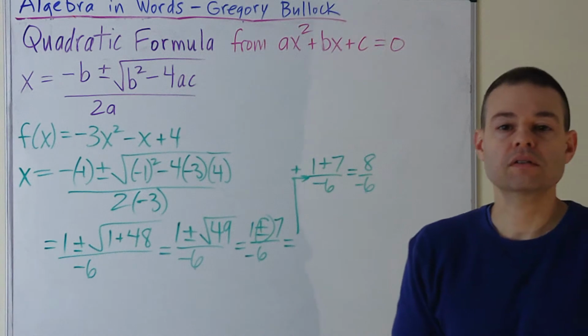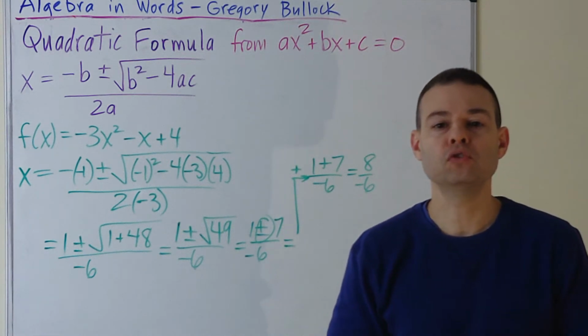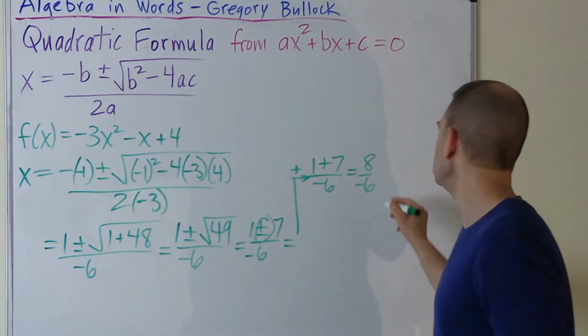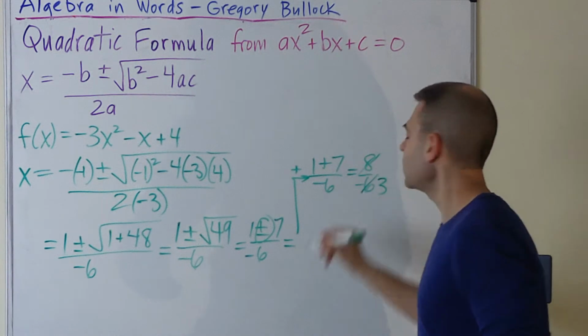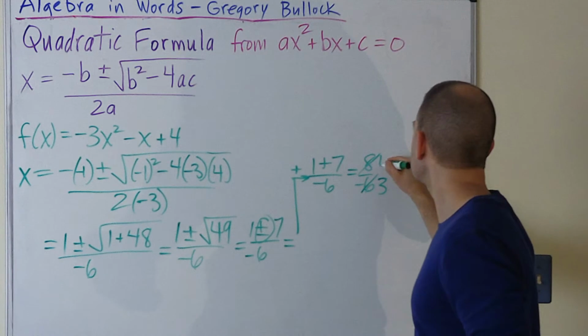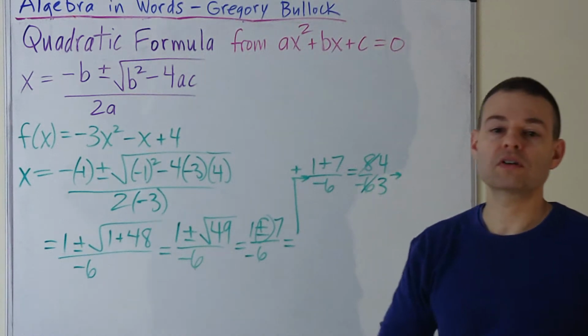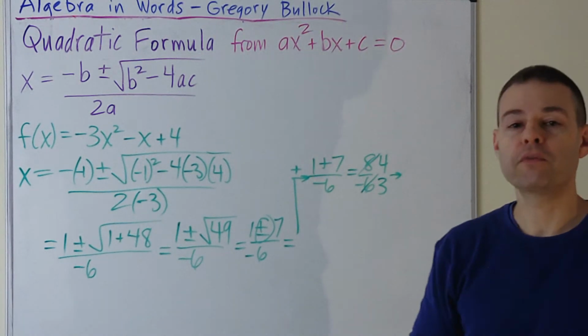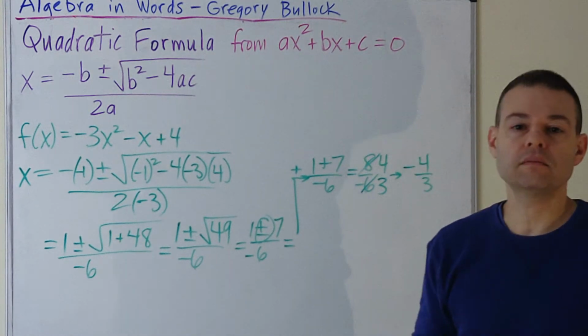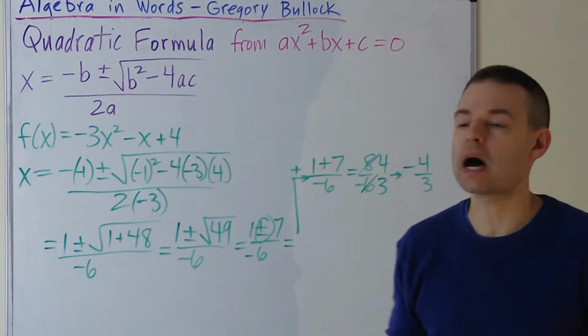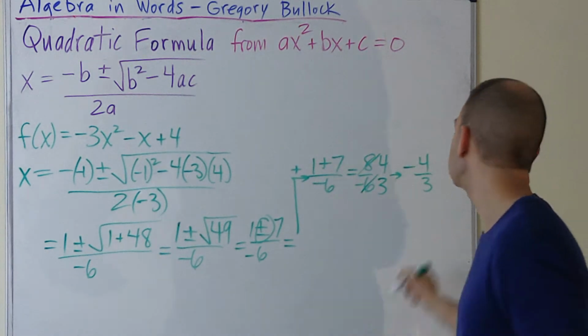1 plus 7 is 8 over -6. And now there's a common factor of 2 in the top and bottom. So 2 goes into 6 3 times, and into 8 4 times. So one of our solutions is -4/3. And not a big deal, I moved the negative to the top, but you could just apply it to the side.